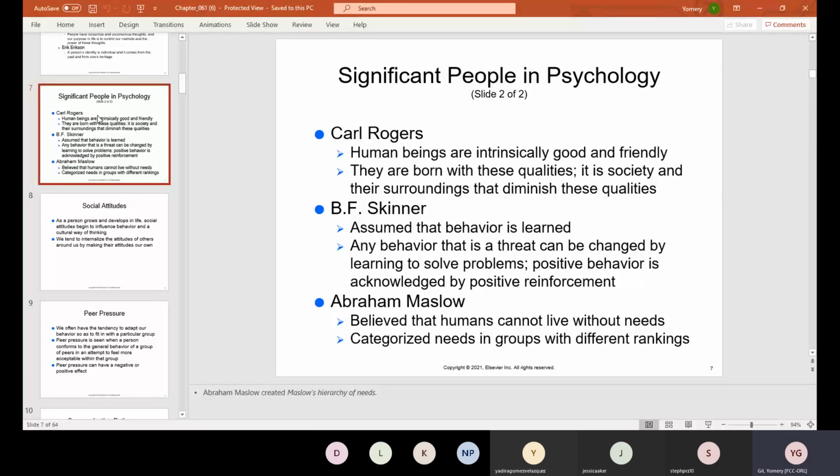So significant people in psychology. Carl Rogers: human beings are intrinsically good and friendly. They are born with these qualities. It is society and their surroundings that diminish these qualities.